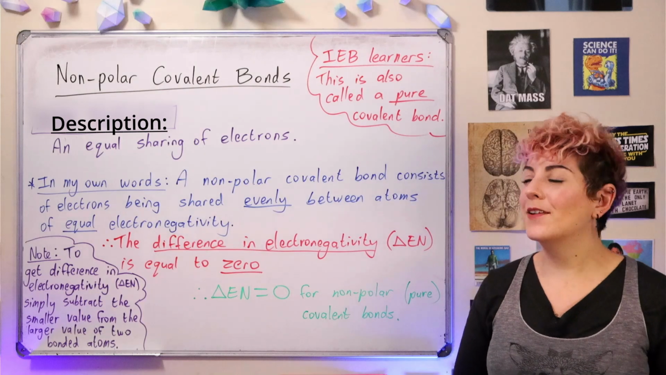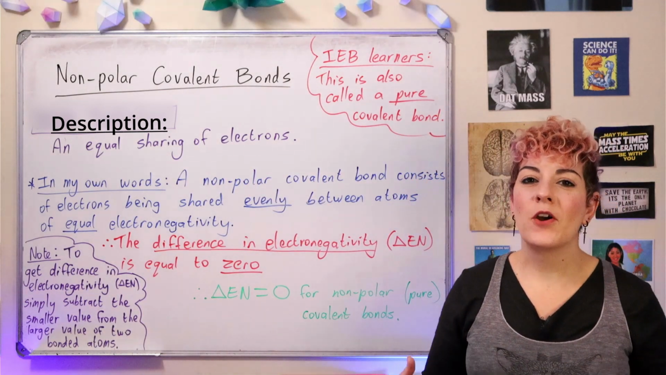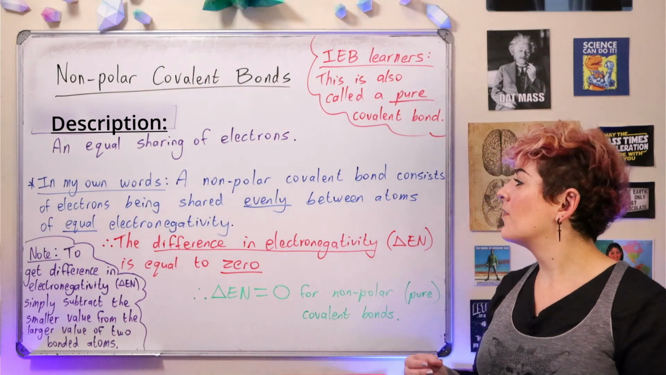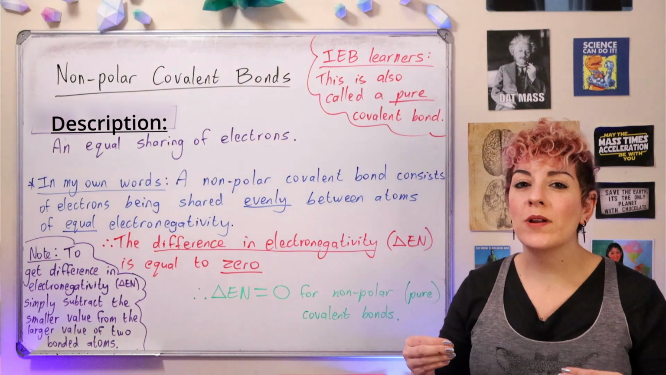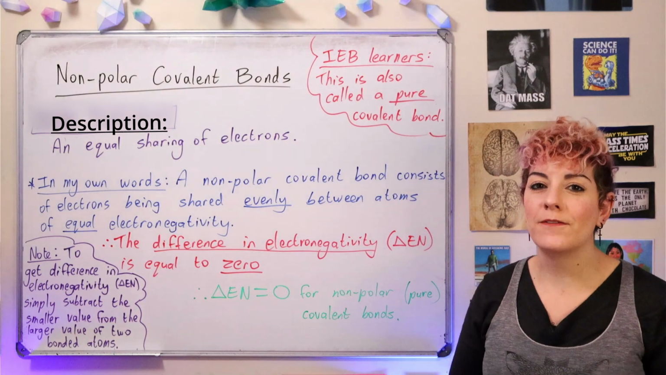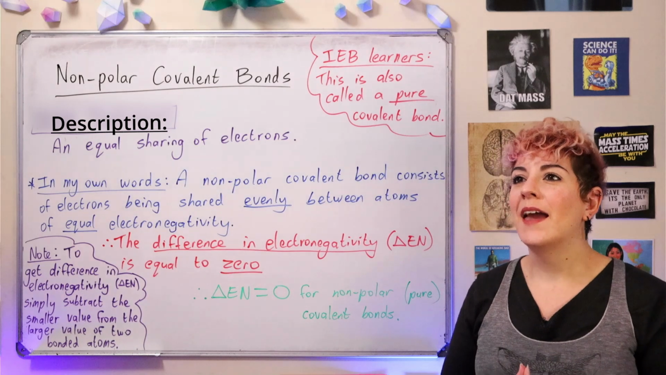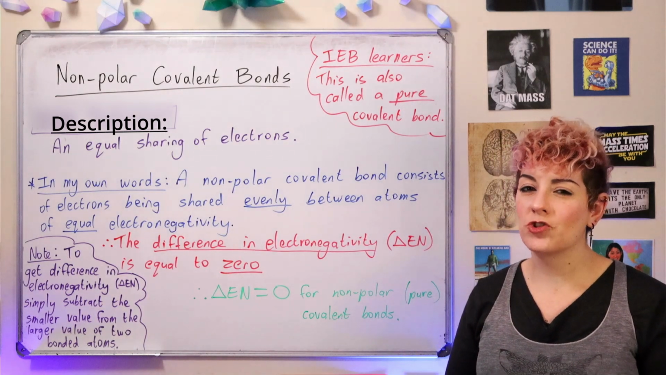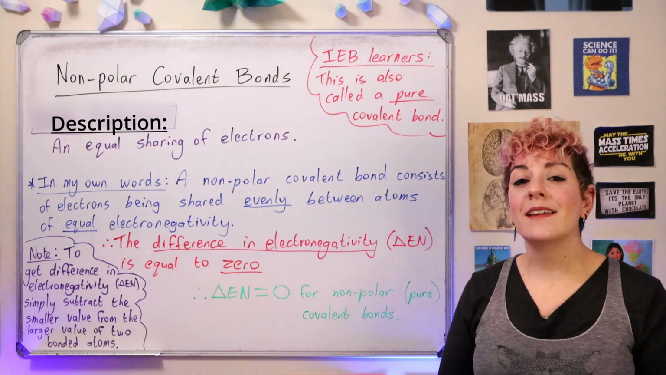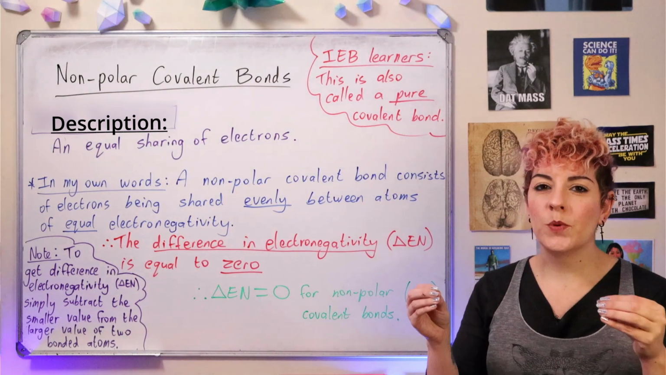A non-polar covalent bond is an equal sharing of electrons. Now, in my own words, I would say that a non-polar covalent bond consists of electrons being shared equally or evenly between two bonded atoms that have equal values of electronegativity. So if both bonded atoms have an equal attraction for the shared electrons in the covalent bond, then it will be a non-polar bond. The electrons will be shared perfectly equally and sit exactly in the middle between these two atoms.